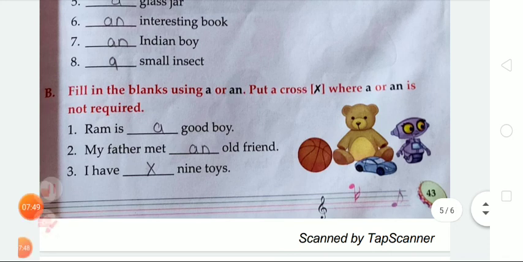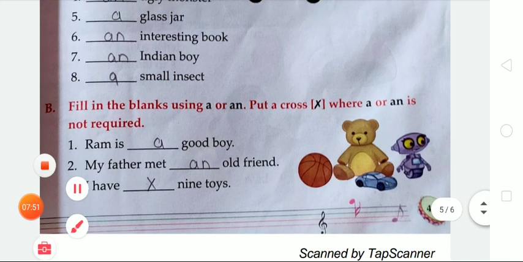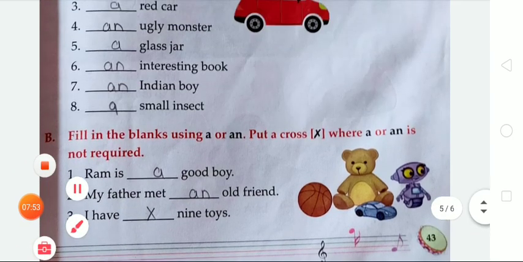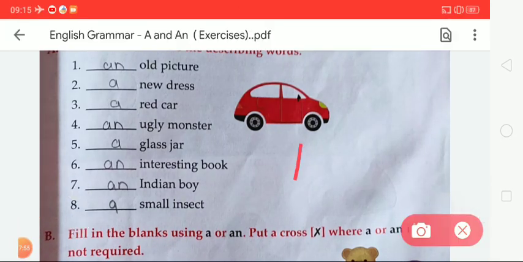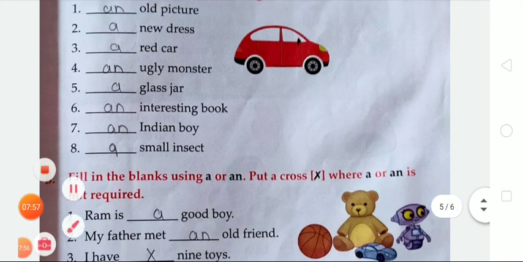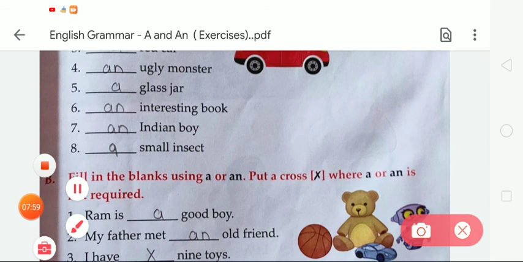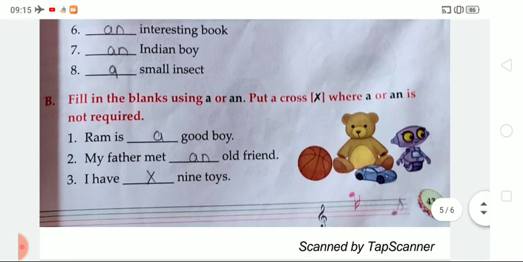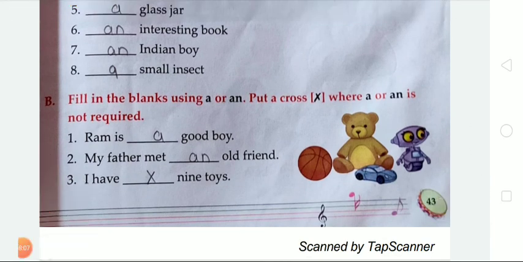So what will we do in the next exercise? So students, listen carefully. In this exercise, fill in the blanks using a or an. Put a cross where a or an is not required. Again, we have to put a cross in front of those words which show more than one number.